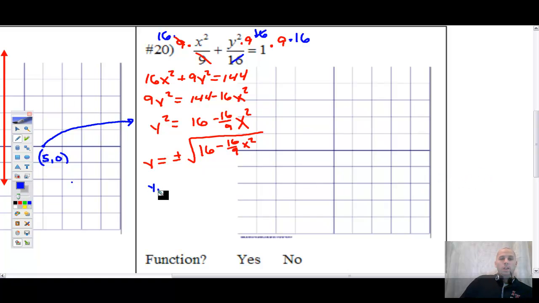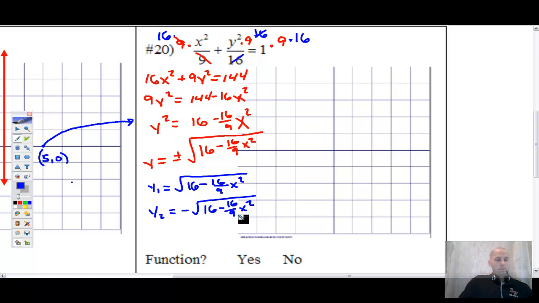Into y1, put the positive version of this. Into y2, put the negative version. It doesn't matter which one goes where, but it matters that you put both of them in to get the complete graph. Let me do that real quick. Ends up being an oval.